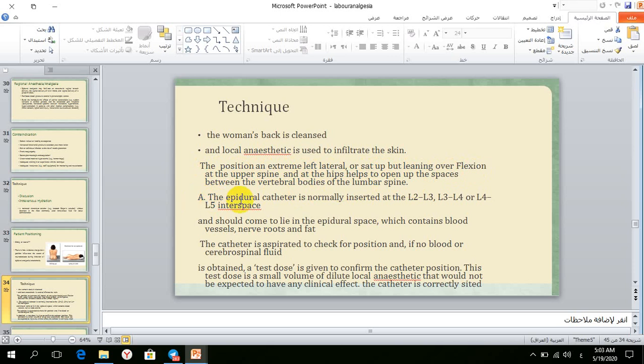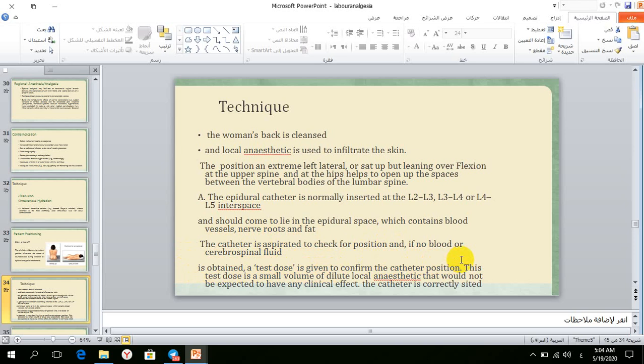The epidural catheter is normally inserted at the level L2, L3, L3, L4 or L4, L5 interspace. I choose what is suitable and place the epidural catheter according to what I find in the patient, and it should come to lie in the epidural space, which contains blood vessels, nerve roots and fat. The catheter is aspirated to check for position, and if no blood or cerebrospinal fluid is obtained, a test dose is given to confirm the catheter position.